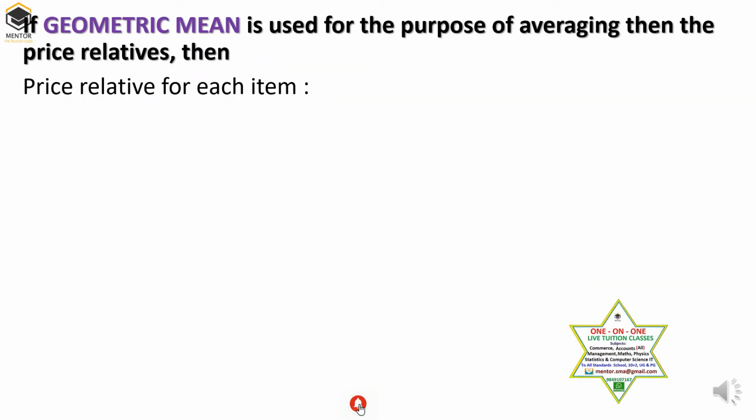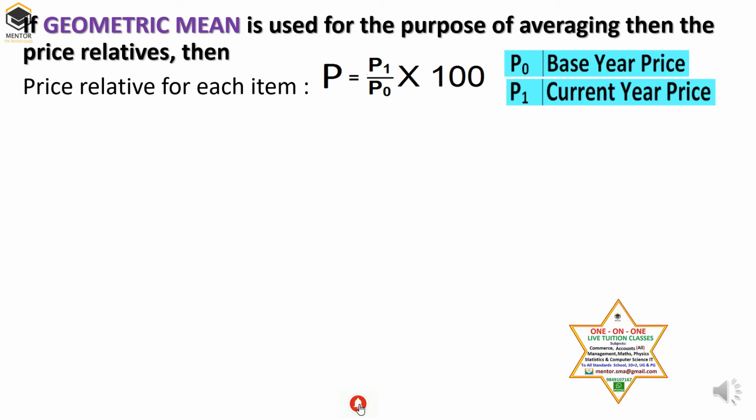If geometric mean is used for the purpose of averaging the price relative, then the price relative of each item is given as P = P1 by P0 into 100, the same formula for price relative, where P0 is the base year, P1 is the current year, and P is our price relative. Next, we have to find the log P. Whatever price relative we get, we have to find the log value of each individual price relative.